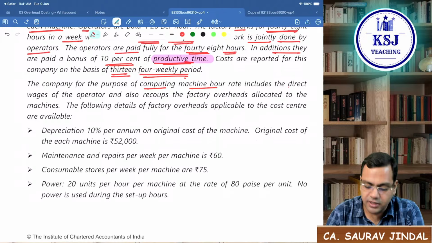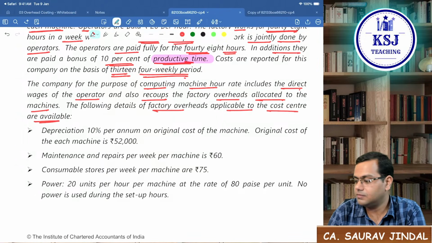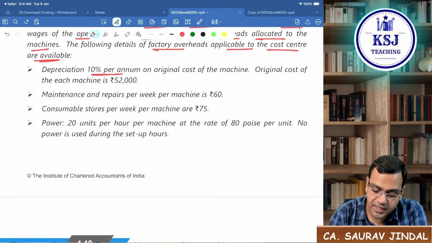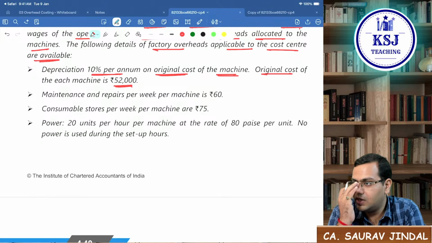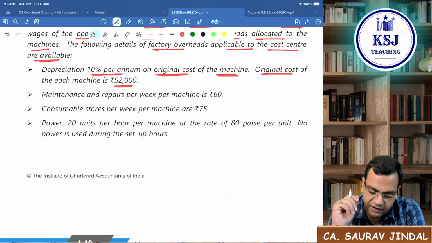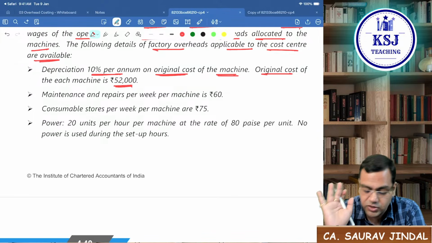So coming to the next point, the company for the purpose of computing machine hour rate includes the direct wages of the operator and also recoups the factory overheads allocated to the machine. The following details of the factory overheads applicable to the cost center are available. What is given to you? Depreciation is given 10% per annum on the original cost of the machinery. The original cost of each machine is 52,000. So the depreciation will be simple straight away, 5,200 per annum. After that, maintenance and repairs per week per machine is rupees 60.